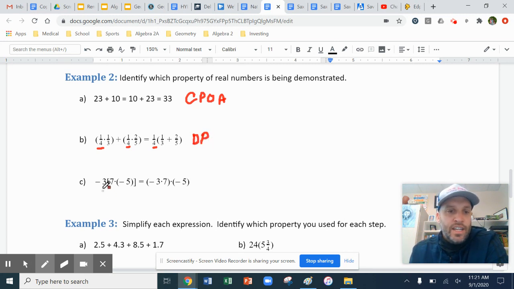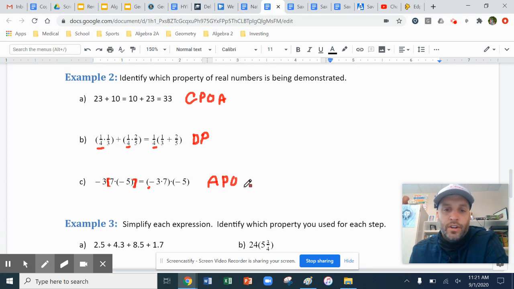And lastly, I have -3 times 7 times -5. And these are treated like parentheses, these little brackets here. So the parentheses right now, as I look at it, are around the 7 and the -5. Now I move those parentheses to around this product, -3 times 7. So when I change the parentheses from grouping 7 and -5 together to now -3 and 7 together, I am using the associative property because I'm deciding to multiply them in a different order. This would be the associative property.